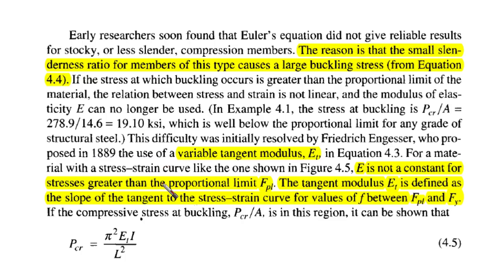Now this is the point. This difficulty was initially resolved by Friedrich Engesser, I hope that I read it right, who proposed in 1889 the use of the variable tangent modulus ET. This is in equation 4.3, which you can find in the book I have mentioned. It is the buckling stress equation for a material with a stress strain curve like the one shown in figure 4.5.